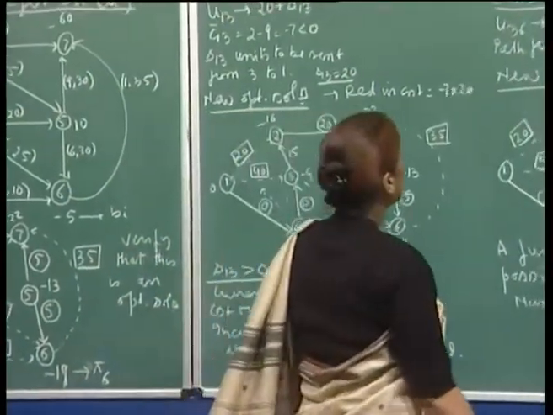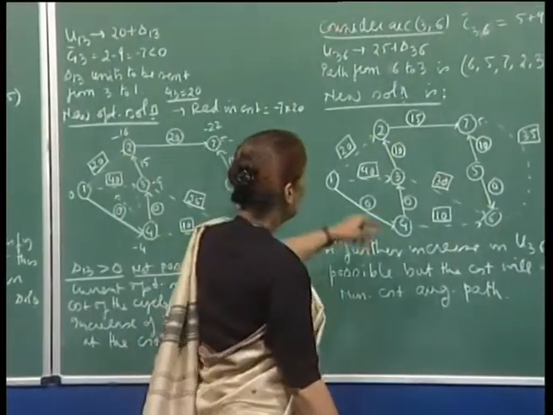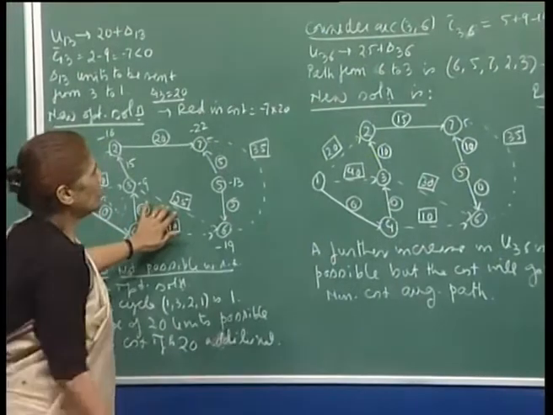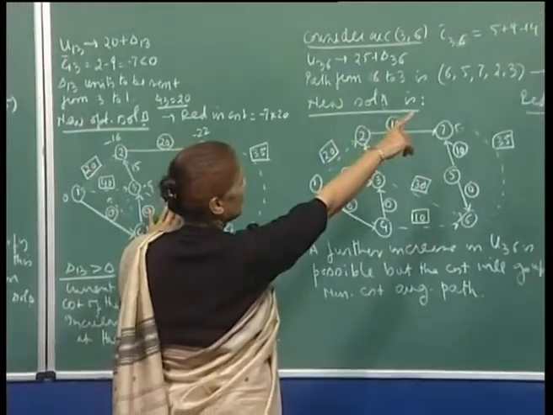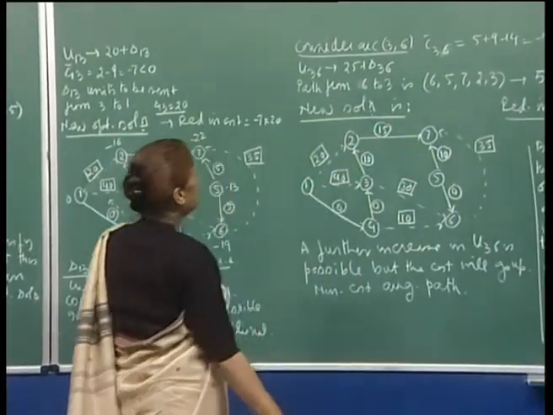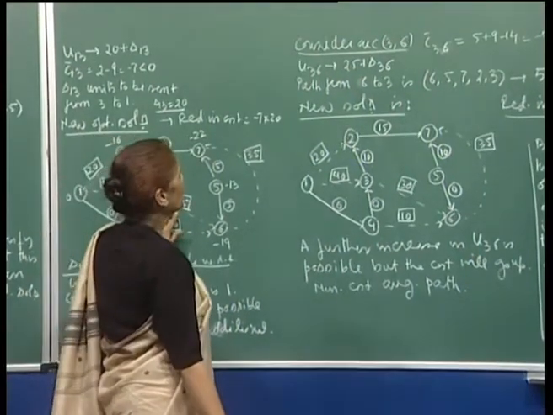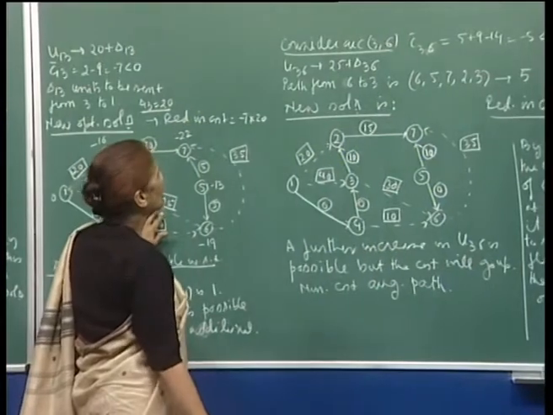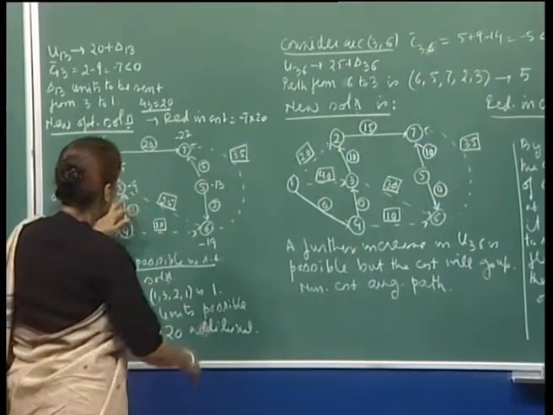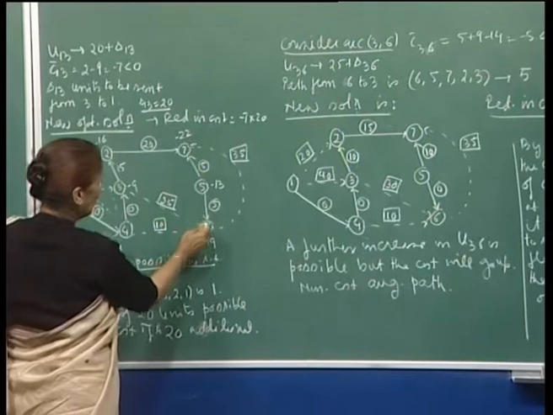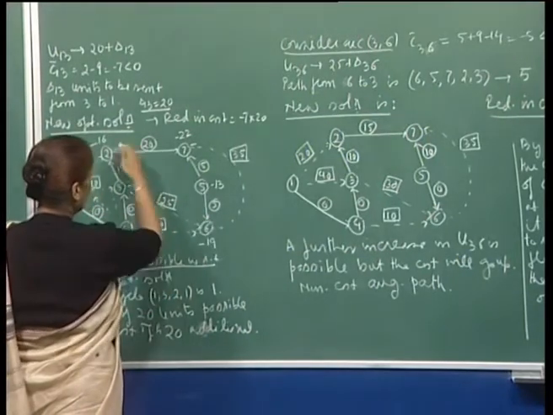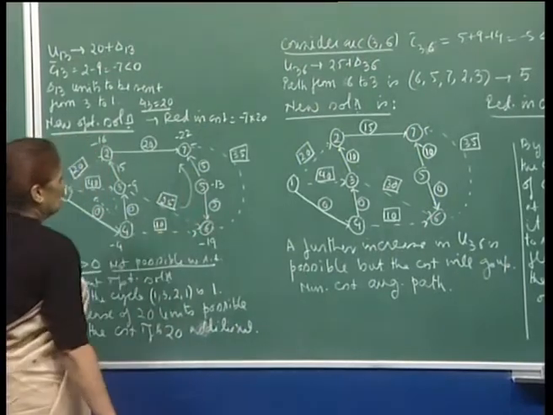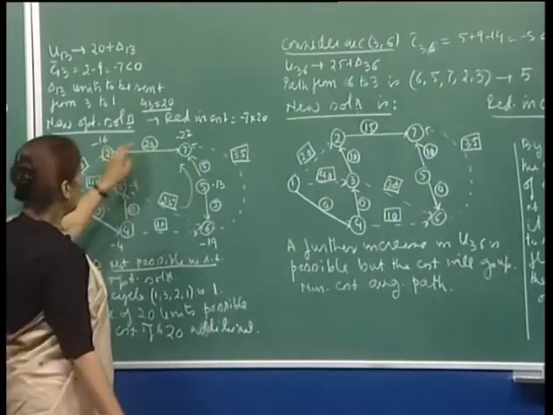So, now consider the arc 36. Again this is the non basic arc at its upper bound here, right, and you see that C bar 36 is minus 5, which is less than 0. So, therefore, I can consider increasing the capacity U36. So, if I increase the flow from 3 to 6, I have to divert that much flow from 6 to 3, right, and here you see this is the path, that means 6 5 7 2 3.